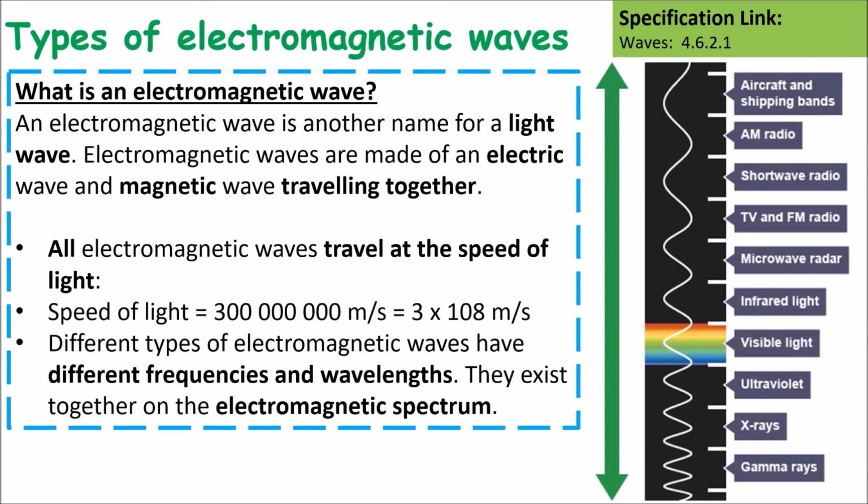An electromagnetic wave is another name for a light wave. Electromagnetic waves are made from an electrical wave and a magnetic wave traveling along together. So all electromagnetic waves travel at the speed of light. So that is 3 times 10 to the power of 8 meters per second. Different types of electromagnetic wave have different frequencies and wavelengths, so they all exist together on the electromagnetic spectrum.